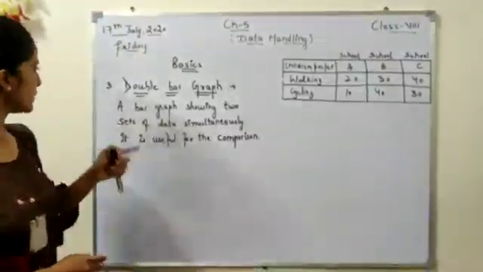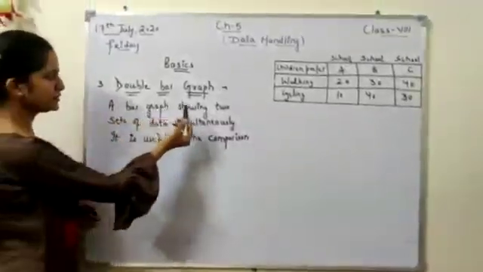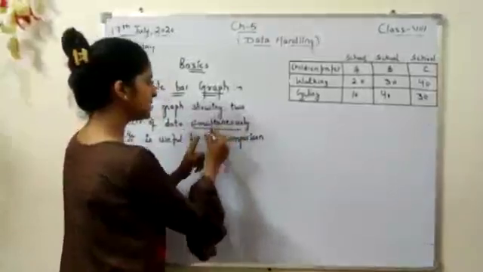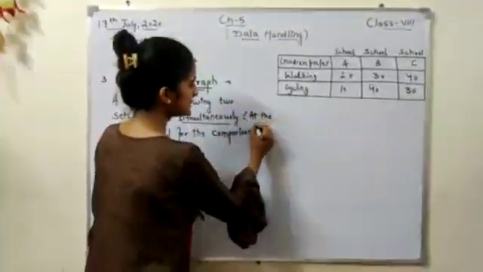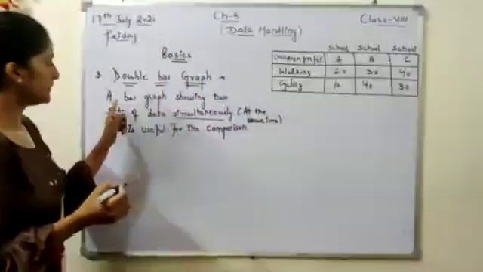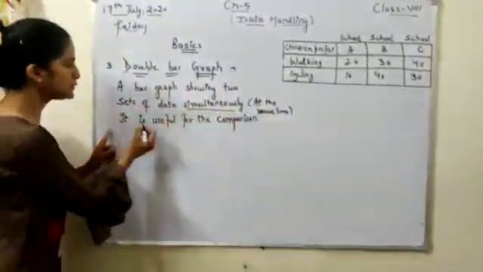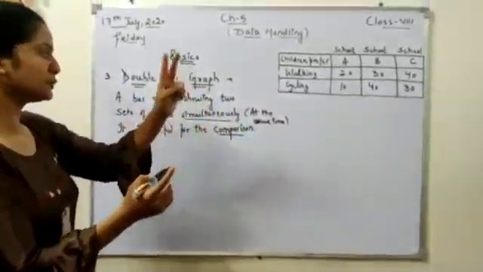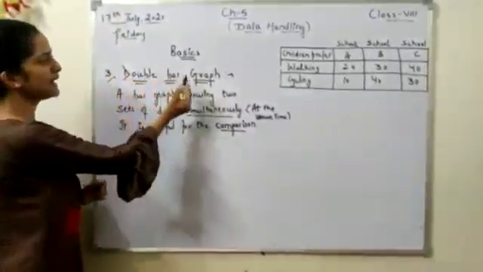Now we'll discuss what is a double bar graph. A bar graph showing two sets of data simultaneously. What is the meaning of simultaneously? At the same time. So, a bar graph showing two sets of data at the same time, and it is useful for comparison. Whenever we want to compare two sets of data in a graphical form, we always use a double bar graph.